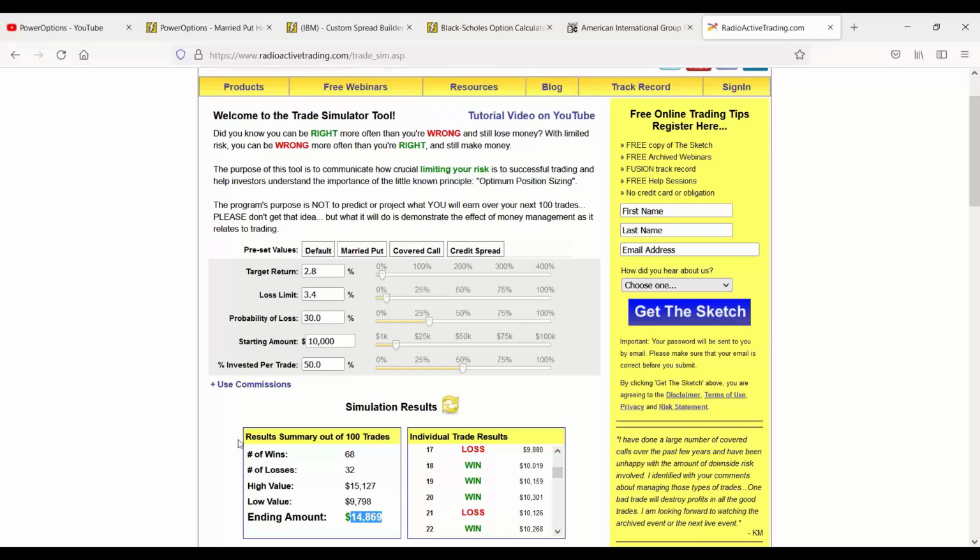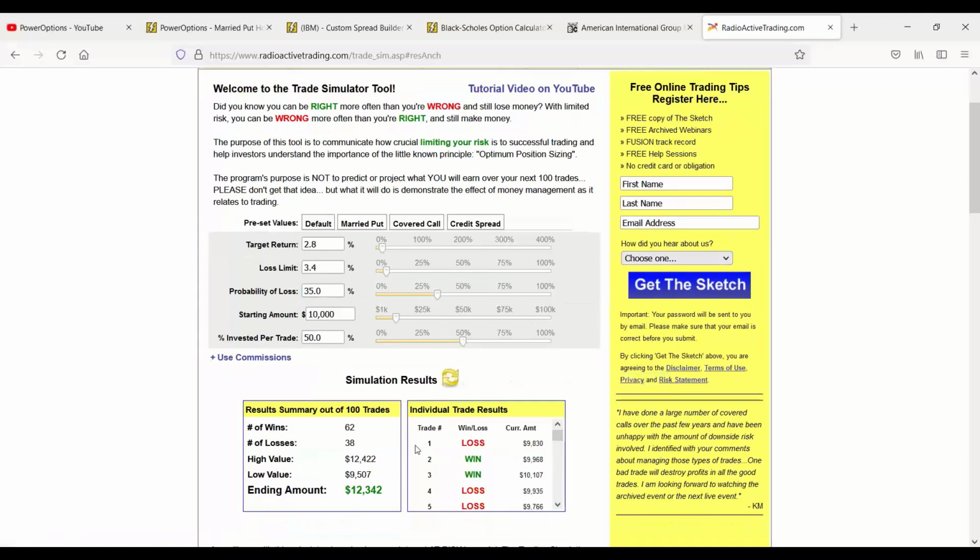Now, let's put this at 35. So here, still respectable, 5% drawdown, 23% profit on the position. Still good. But once you start to drop down to only a 59% success rate, you're at 12%. You're still doing good, but you're not meeting your targets. This is the power of controlling risk. It really is.